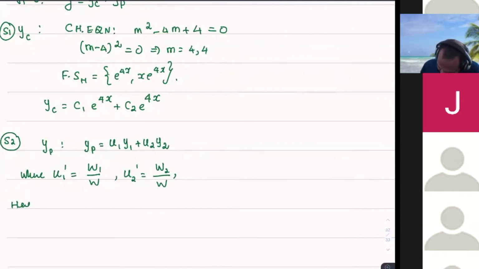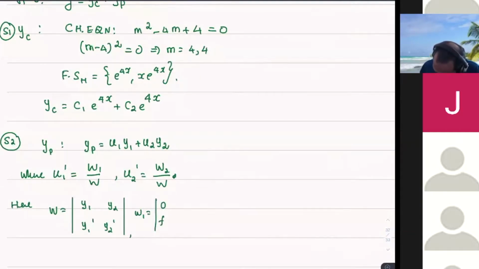w equals the determinant of y1, y2, y1 prime, y2 prime, and w1 equals the determinant of 0, f of x, y1, y2 prime, and w2 equals the determinant of y1, y1 prime, and 0, f of x, right?